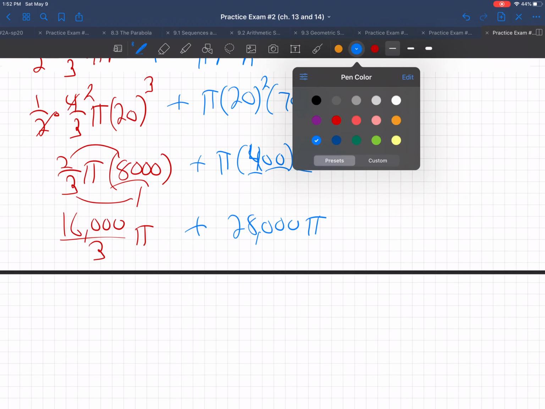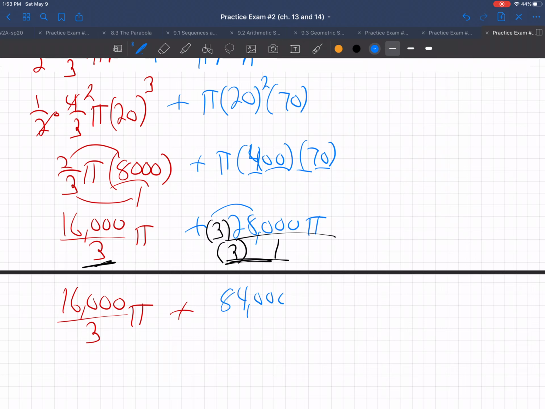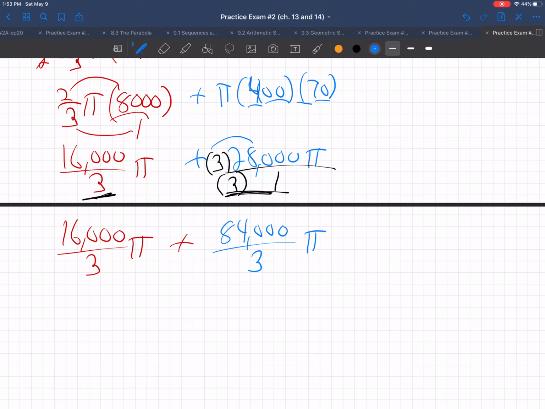To add those together, we need a common denominator. So put this one over 1 and multiply top and bottom by 3. That'll make this denominator match that denominator, so we can combine them. So bring this one down, 16,000 over 3 pi, no changes there. The other one, it's going to be 3 times 28, what's that, 84,000 over 3 pi.